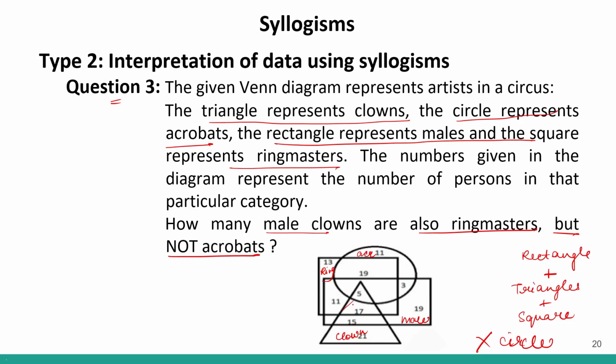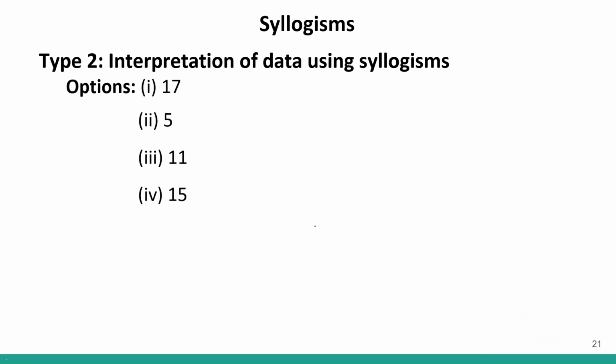So if I look over here, this area has a triangle, this area has a rectangle, this area has a square, but this area does not have a circle. So this is 17. So 17 such males are there who are clowns and also ringmasters, but not acrobats. So if I look at the options, option number 1 is 17. So this will be my answer. Okay.